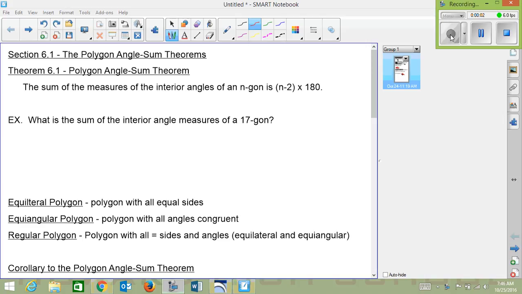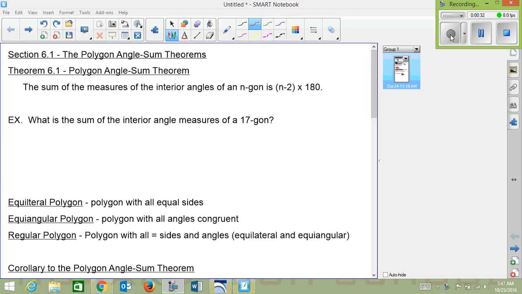Hello and welcome to section 6.1, which is on the polygon angle sum theorem. Theorem 6.1 is the polygon angle sum theorem. It states that the sum of the measures of the interior angles of an n-gon is n minus 2 times 180. And we did this in 8th grade for sure, possibly 7th grade, just to figure out how many total degrees there are in any polygon.